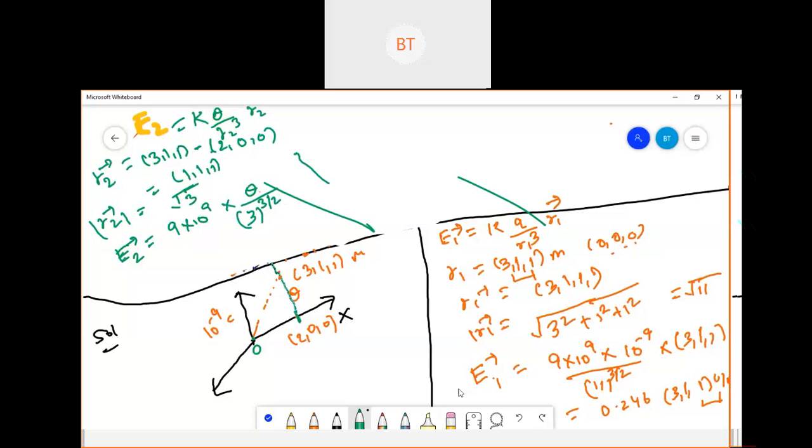3 by 2 into 1 comma 1 comma 1. So after that, the value of E2 will be 1.73 into 10 to the power minus 9 into Q into 1 comma 1 comma 1 volt per meter. So read the question one more time.